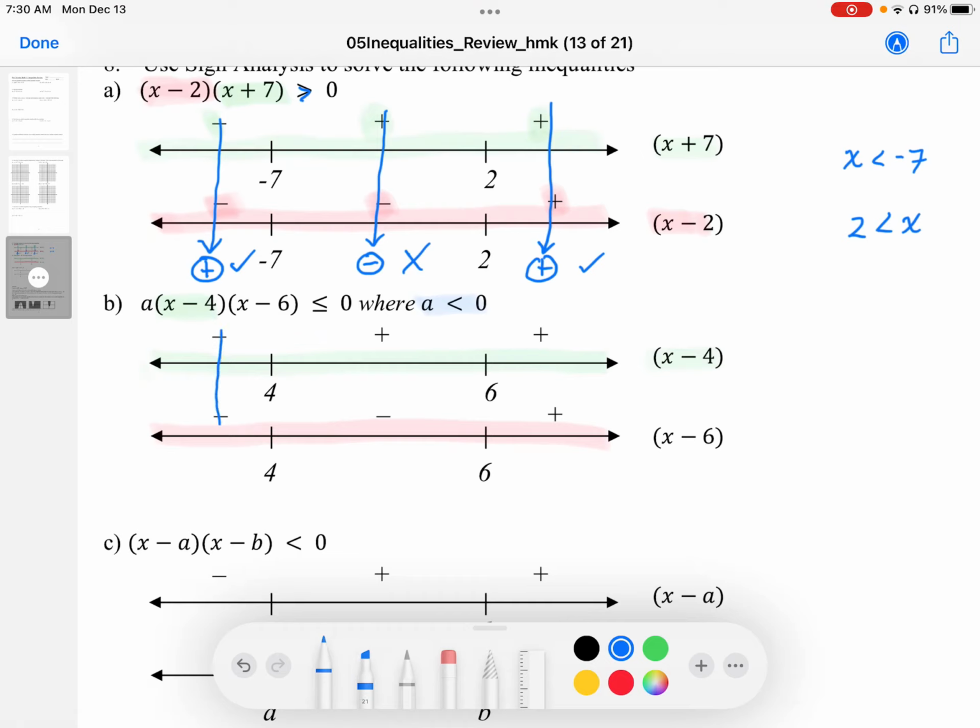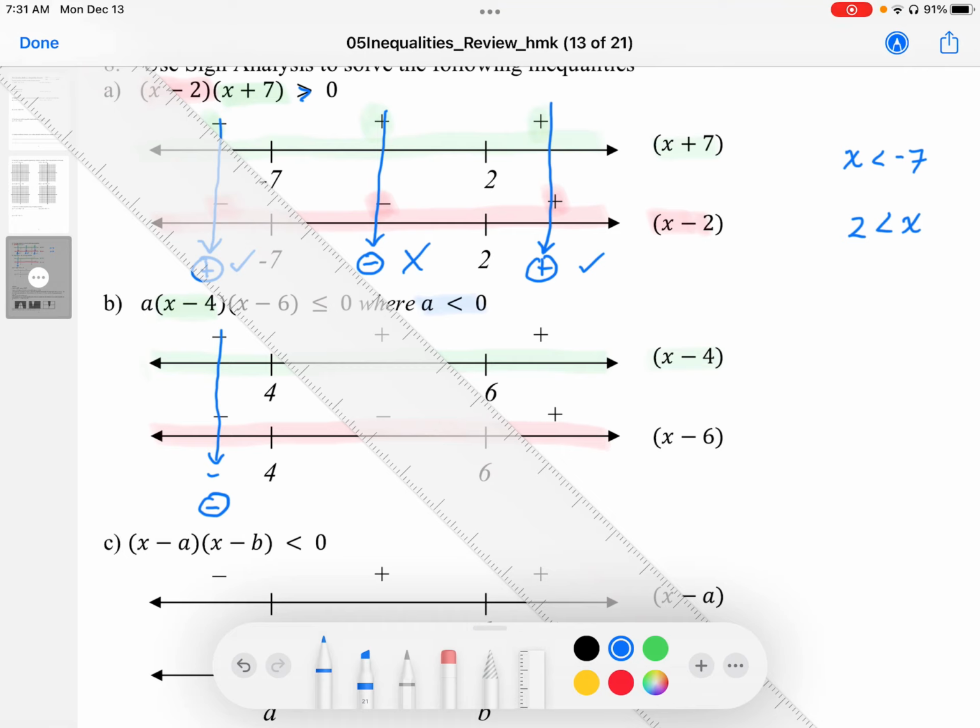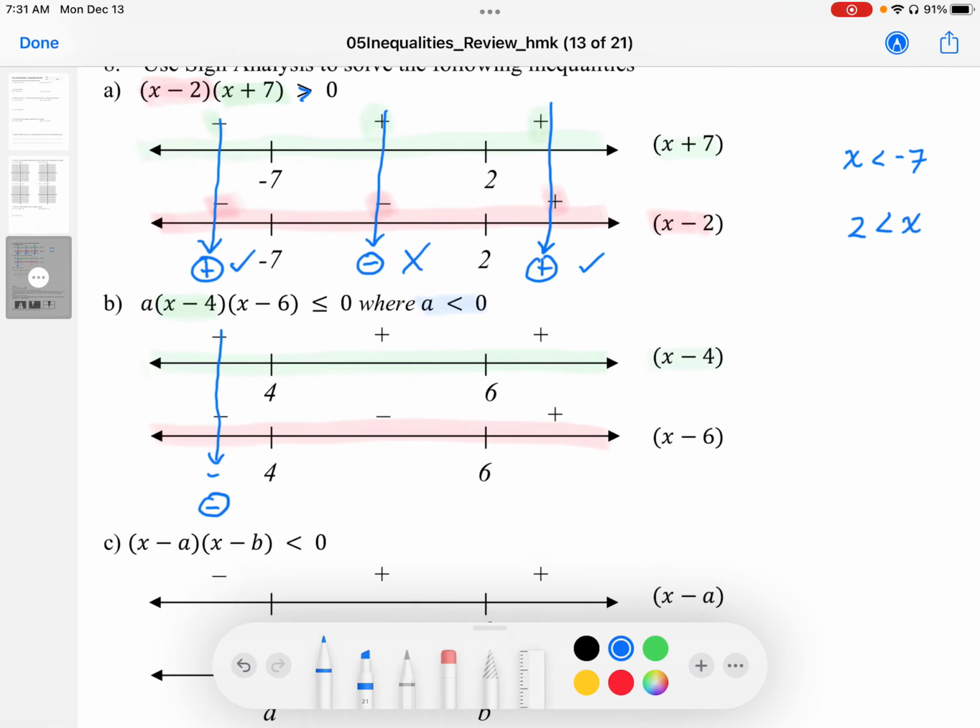So when I combine these, negative, negative, with the extra negative, I end up with a negative. And then this is going to be part of my solution because I want less than or equal to 0. So I know that x is less than 4 represents part of my solution set. So positive, negative, with an extra negative, I'm going to end up with a positive. So that's not going to be part of my solution set.